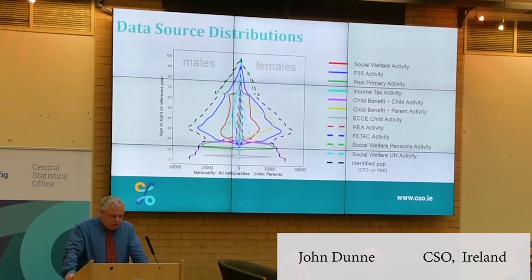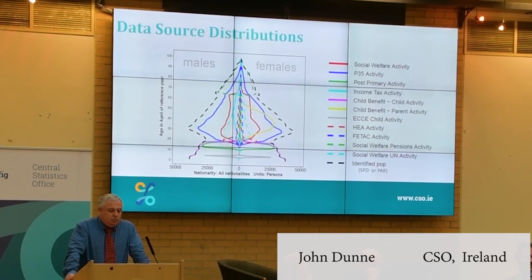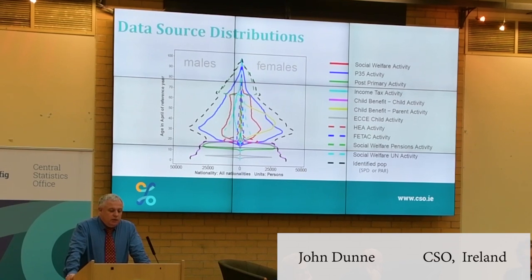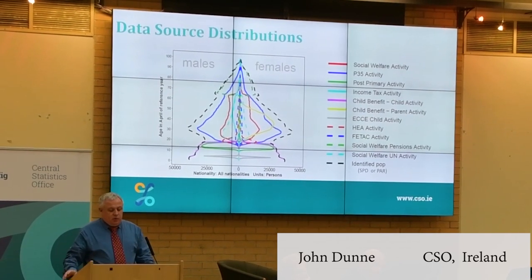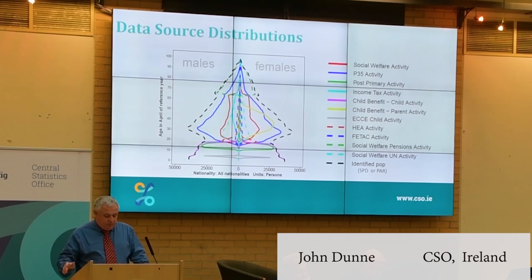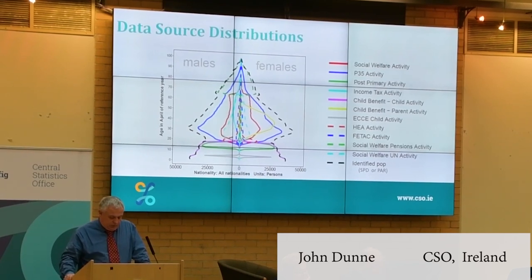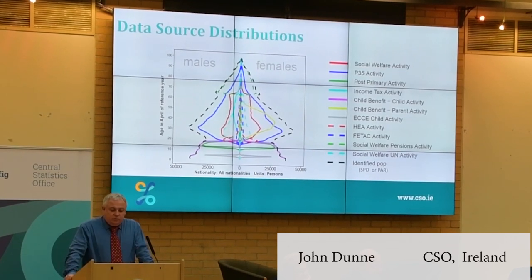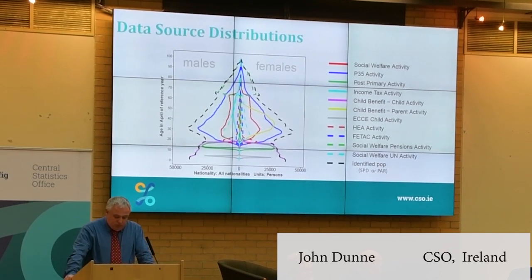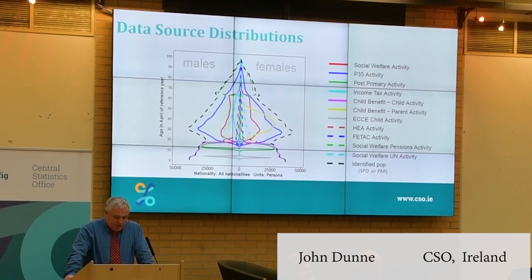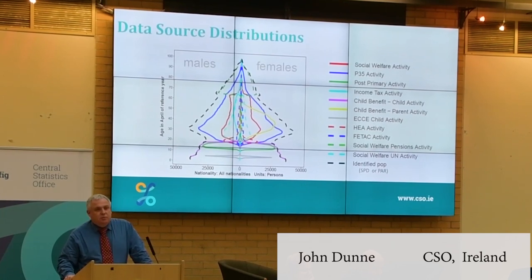We use a concept of population trees to present the underlying data distributions, where we have age in the April of reference year on the y-axis and the number of persons on the x-axis. Instead of a plus and minus, we count males to the left and females to the right. We plot each of the underlying data sources here. It looks a little bit like a spaghetti junction, but we will just pick on a couple of them. The data sources themselves cover all the life stages from the cradle to the grave.